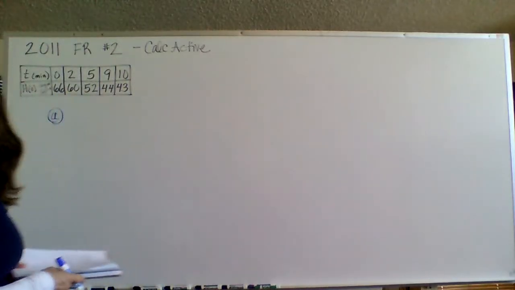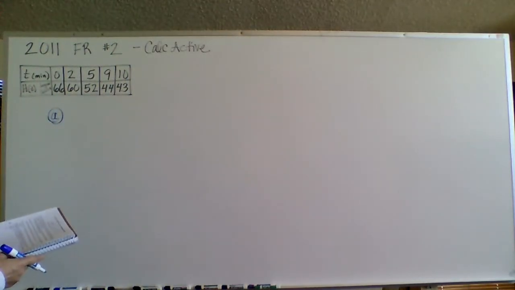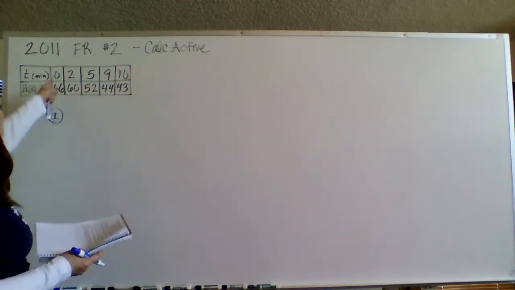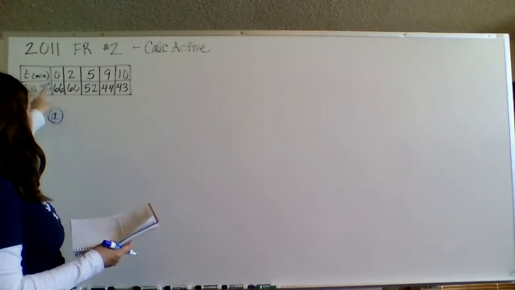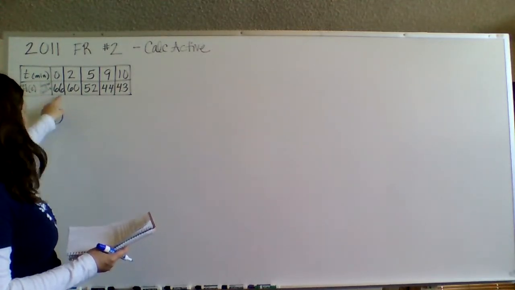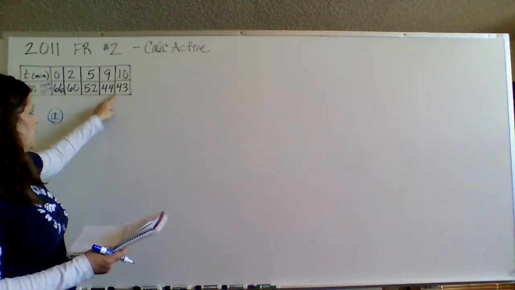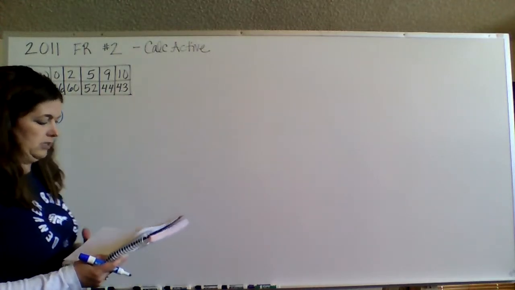So Mr. Herney drew my table up there for me. So we have our time in minutes, and we have the time frames 0, 2, 5, 9, and 10. And then we have our values for h of t, and h of t is representing degrees Celsius. And those outputs are 66, 60, 52, 44, and 43. So temperatures in degrees Celsius.